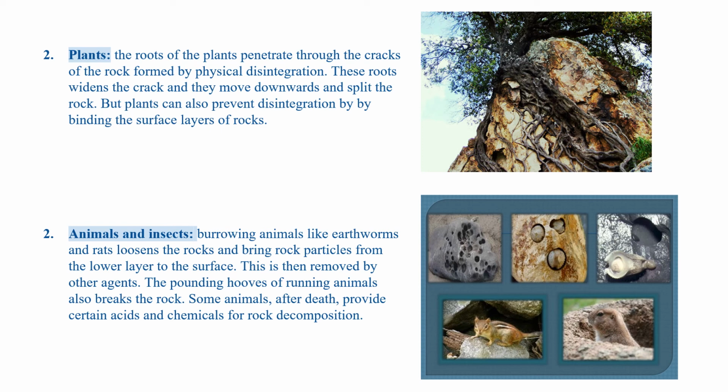Animals and insects. Burrowing animals like earthworms and rats loosen the rocks and bring rock particles from the lowest layer to the surface. This is then removed by other agents such as running water, etc. The pounding hooves of running animals also break the rock. Some animals after death provide certain acids and chemicals for rock decomposition.